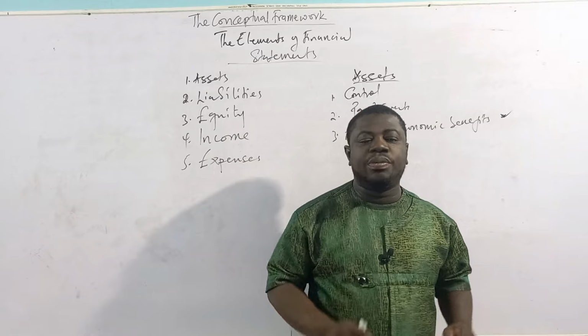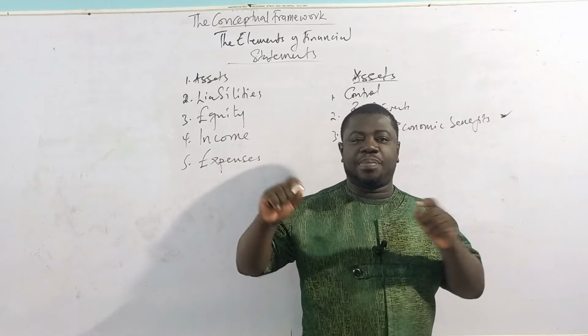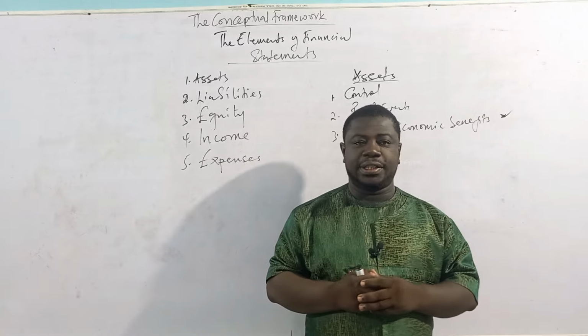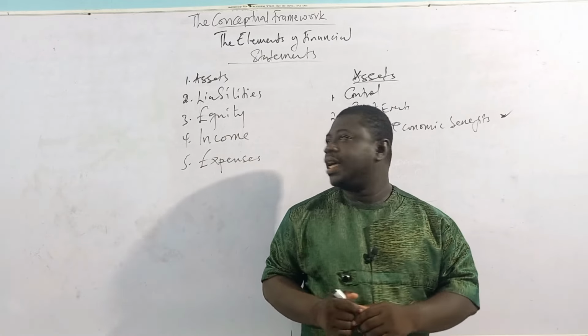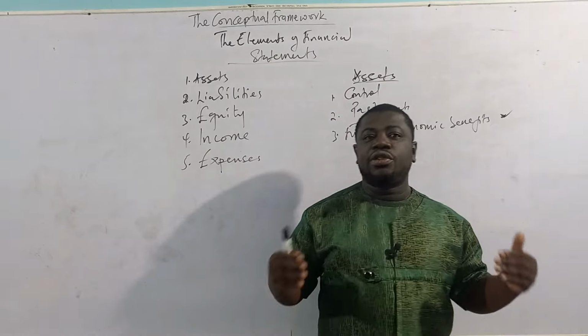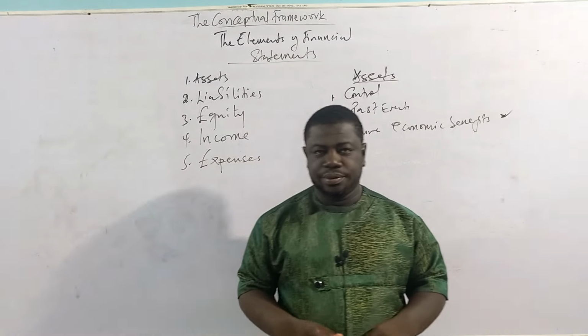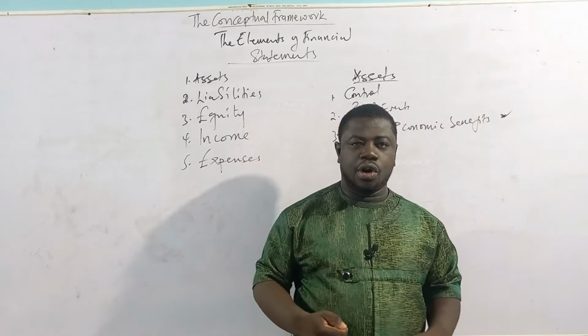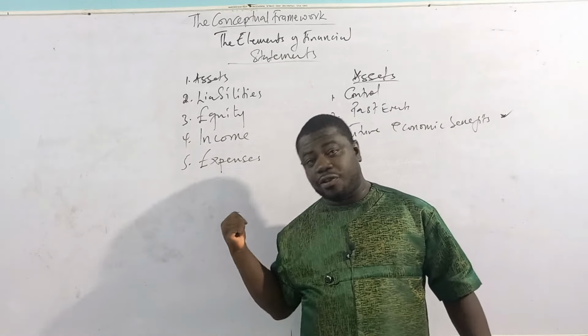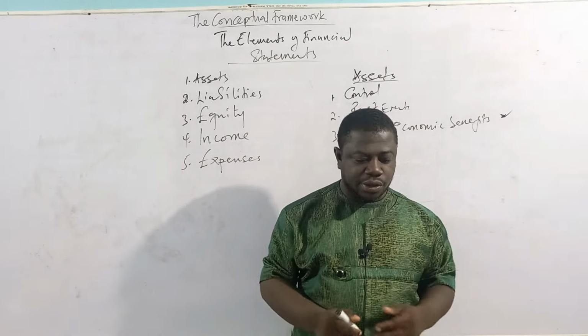Resources that are controlled by the entity as a result of past events from which future economic benefit will flow to the entity. That is an asset. And then let's look at the definition of a liability. A liability is also defined as an obligation to settle or transfer future economic benefit from the entity as a result of a past event. So let's look at that on your screen as well.